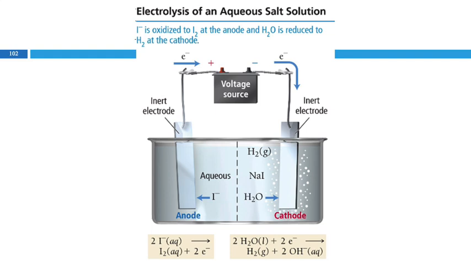There's an illustration of that. This is aqueous, not a molten salt. And so the iodide is getting oxidized at the anode, and over here, the sodium is not getting reduced. It's the hydrogen in the water that's getting reduced.